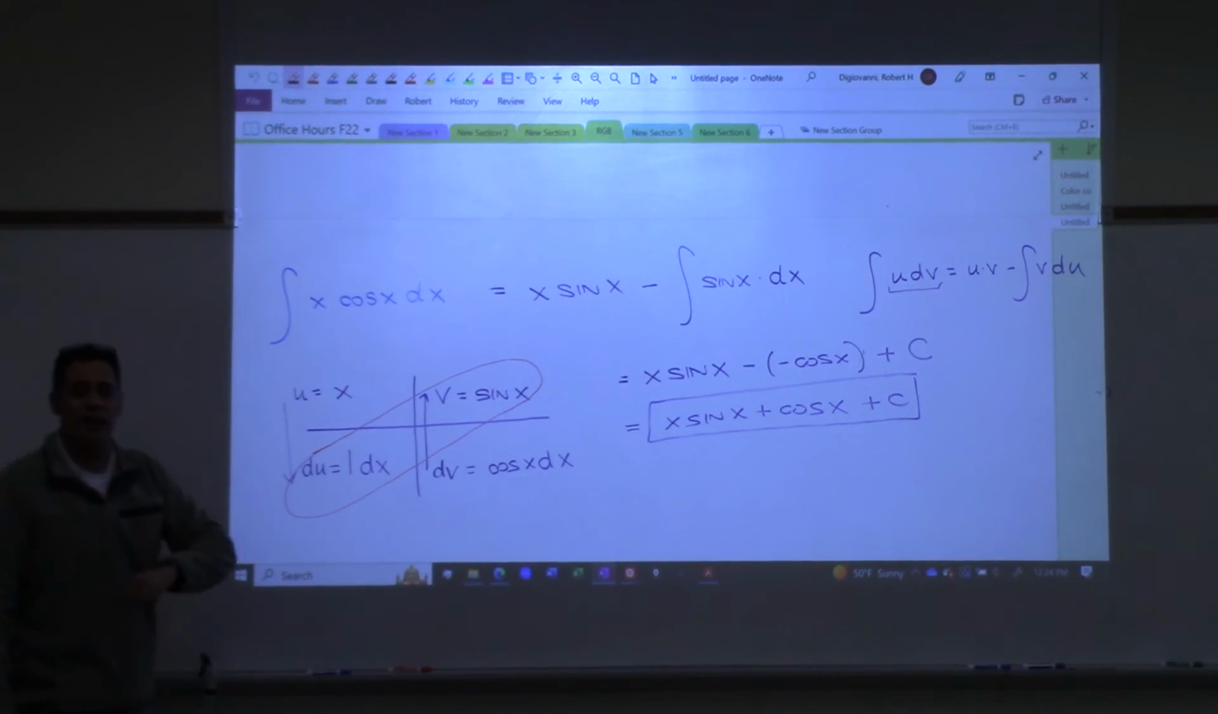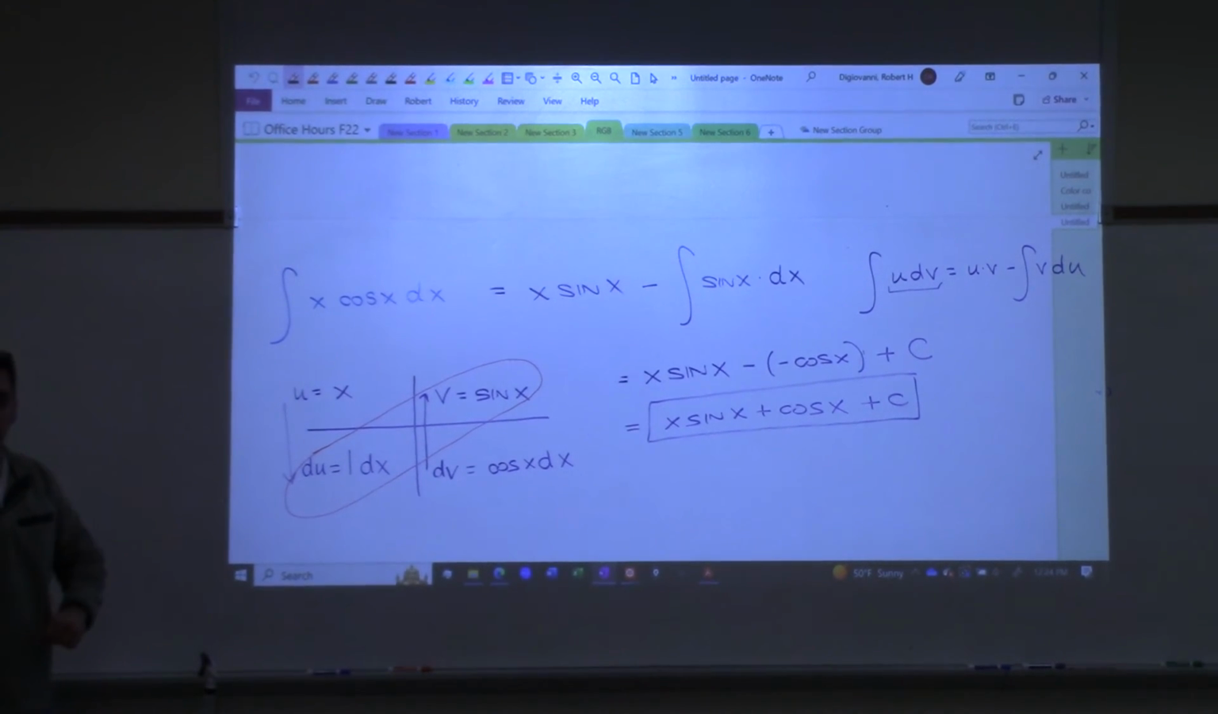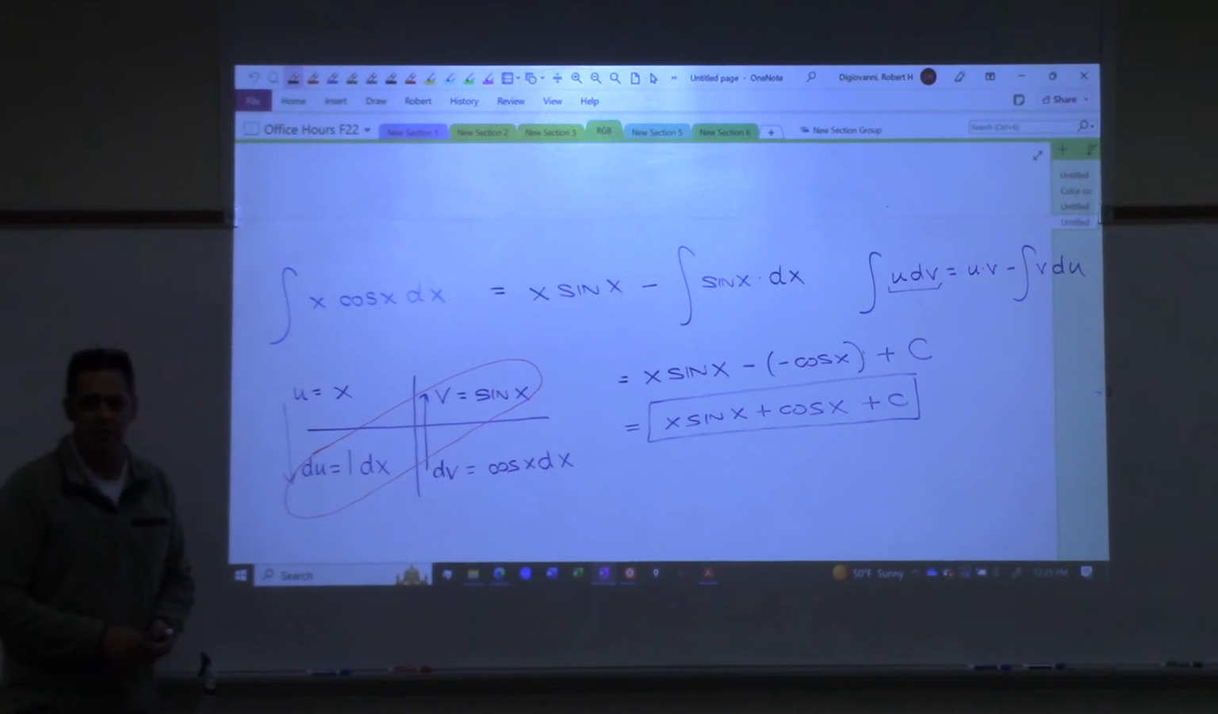Hey, let's check our answer. Yes? So u is the f of x and dv is the g of x? Yes. But almost exclusively in any book, or even in differential equations, they're usually going to use u and dv. So we need to get used to that notation.